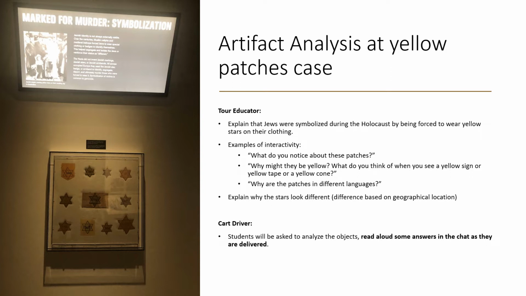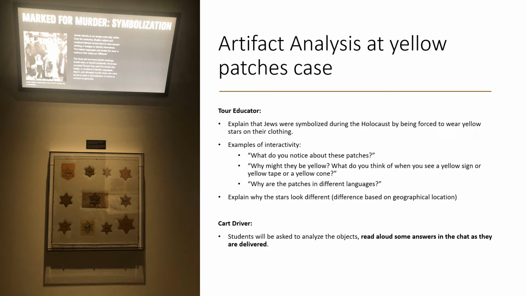And then, depending on how they answer, go ahead and ask follow-up questions. So, for example, if they note that they're yellow, ask, why do you think they're yellow? I usually say, yellow doesn't have any particular significance in Judaism or in Nazi ideology, right? So why might these stars be yellow? If that isn't really prompting them, you can go on and say, what do you think of when you see a yellow sign or yellow tape or a yellow cone? What does that tell you? Caution, right? Stay away, danger. So explain how that is an example of symbolization as well as a kind of dehumanization for this Jewish population.